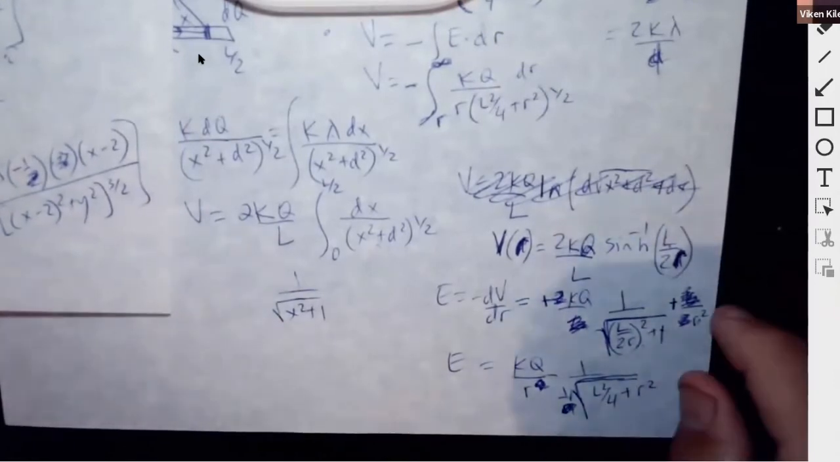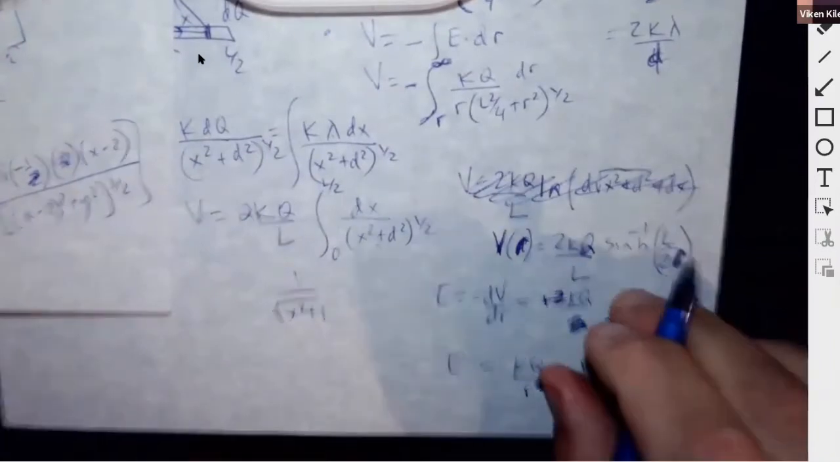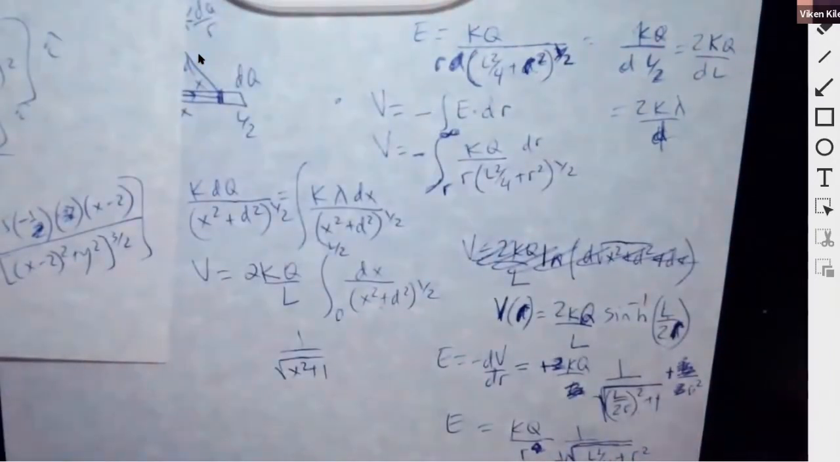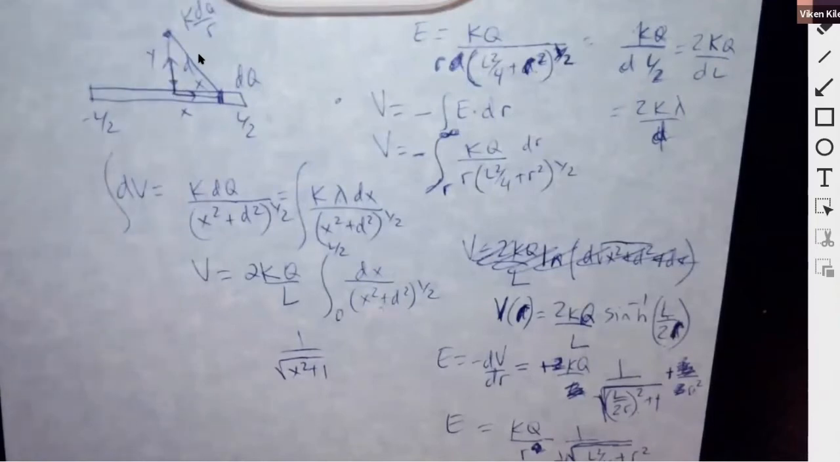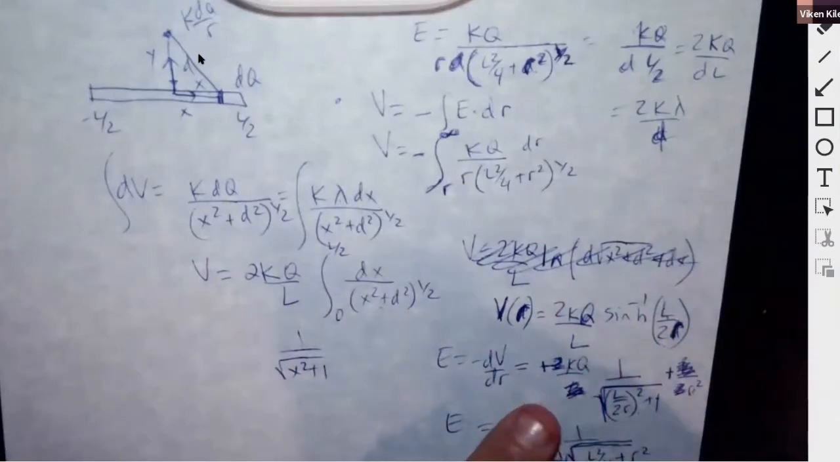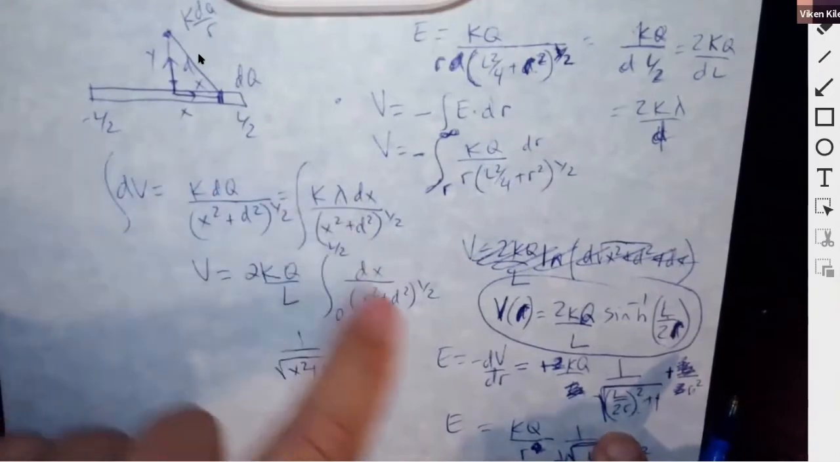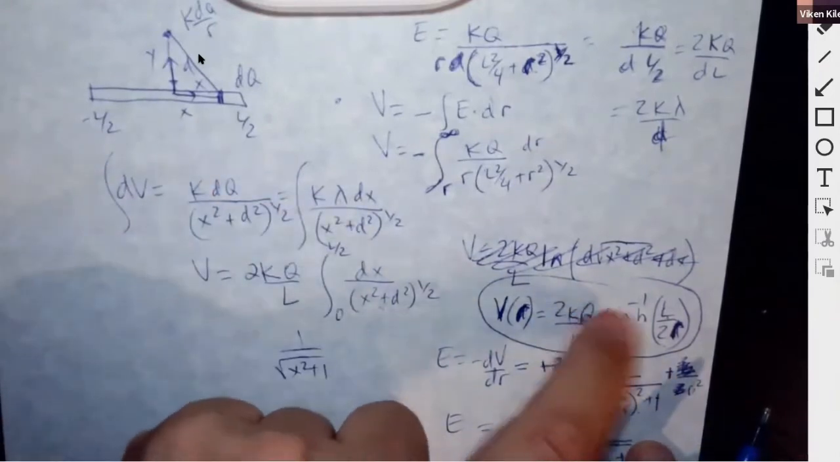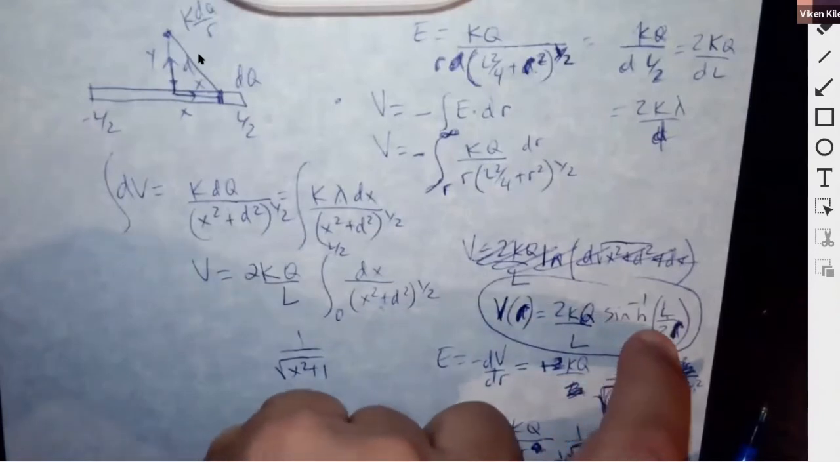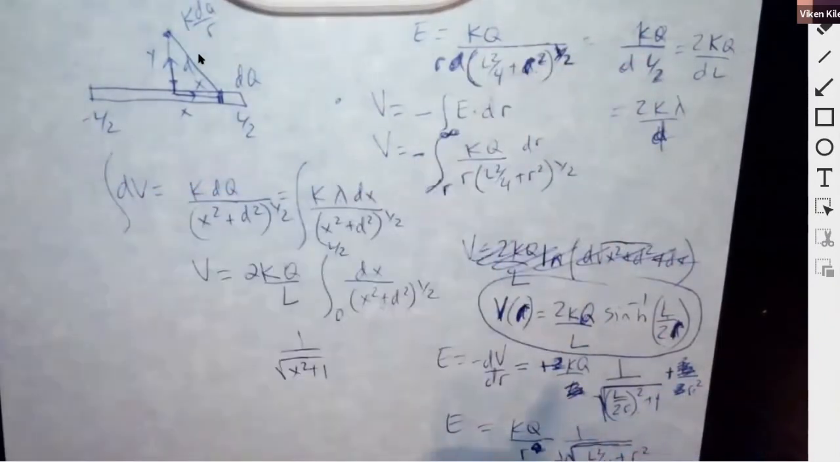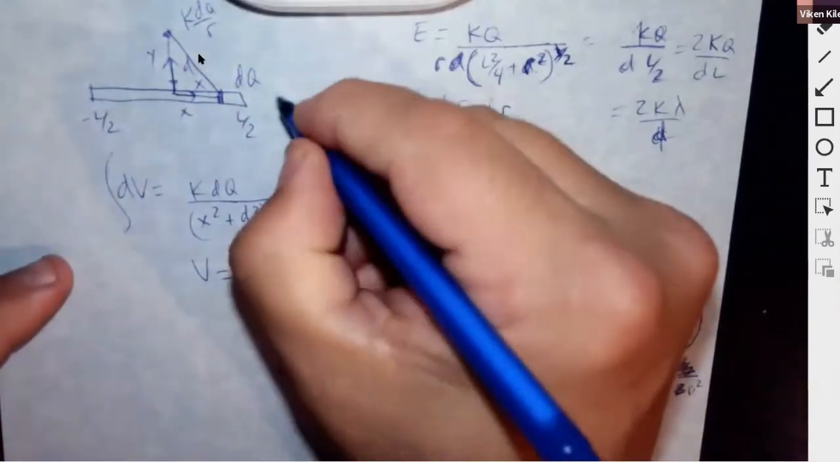Yes. Wow. KQ over R, L squared over 4 plus R squared. Beautiful. Okay, so that would be then, therefore, the general equation for the voltage. Even though voltage is easier to calculate, you don't have to worry about directions, the general answer came up kind of weird looking. But then when you take negative derivative of it, you did get the electrical field. So that's cool. Okay, how about off to the side?